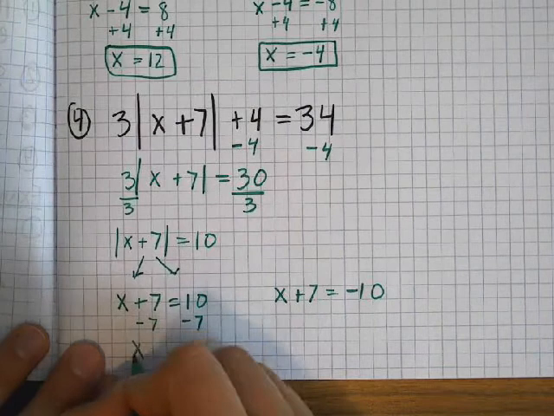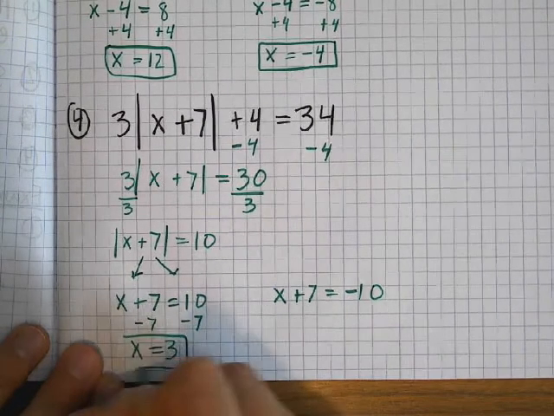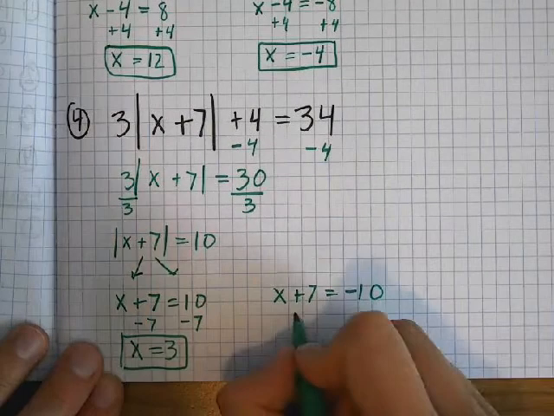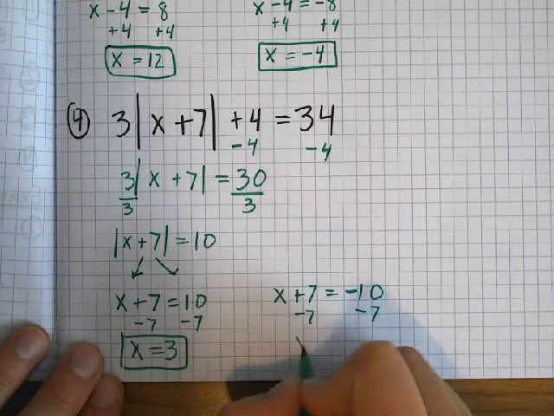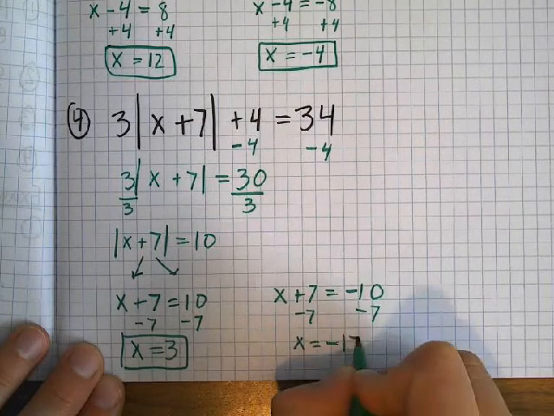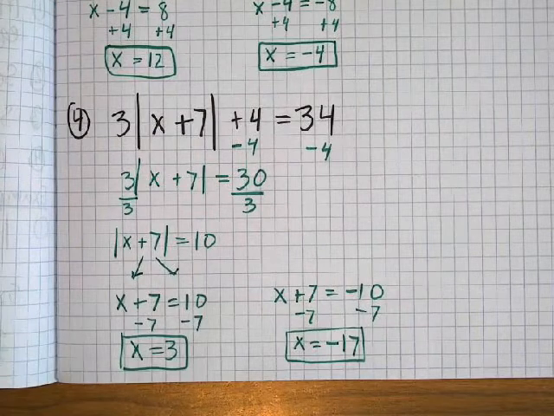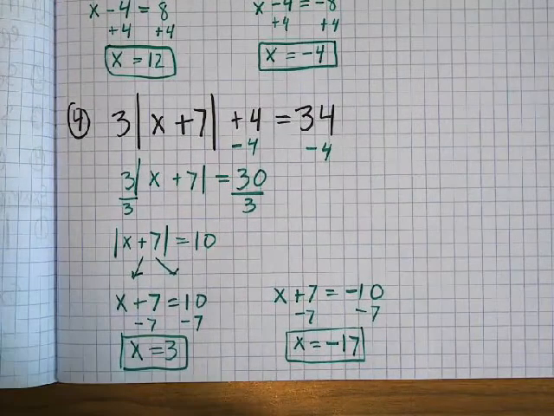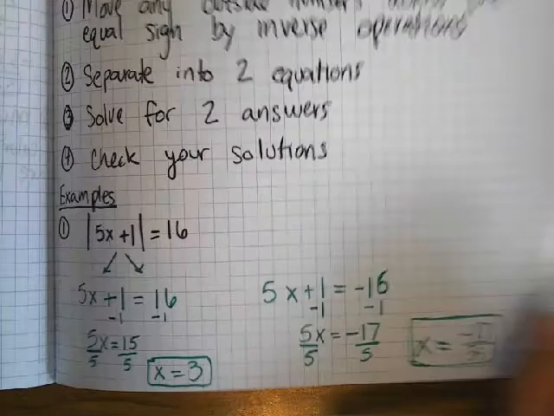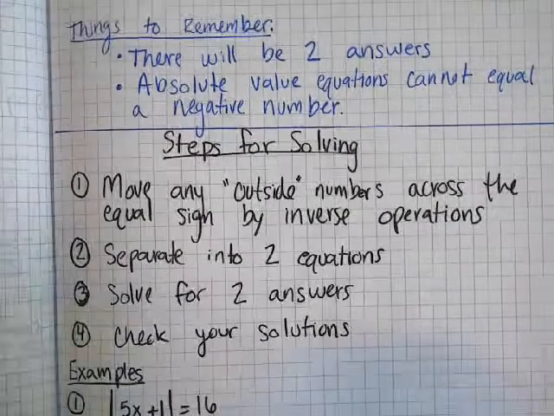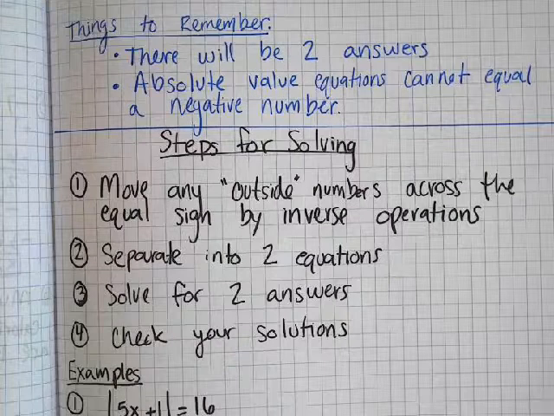Again, I've got a one-step equation. Subtract 7 on both sides, x equals 3. And if we subtract 7 over here, we get x equals -17. And those are our easy steps for solving absolute value equations.